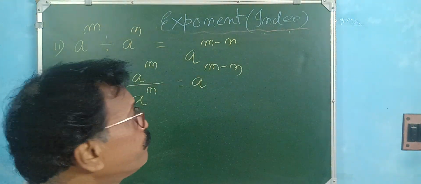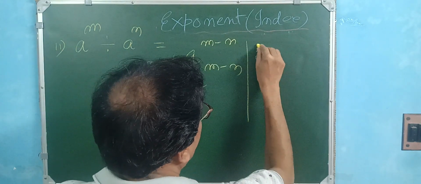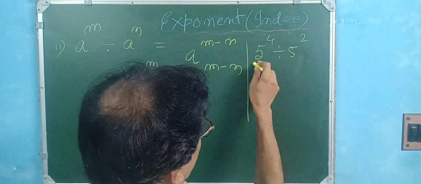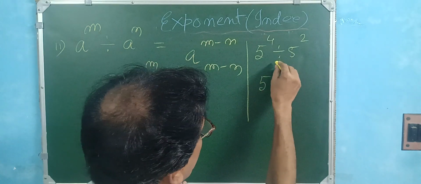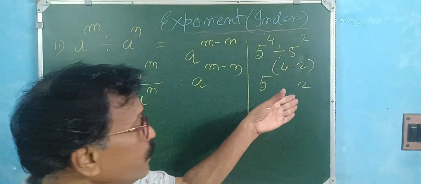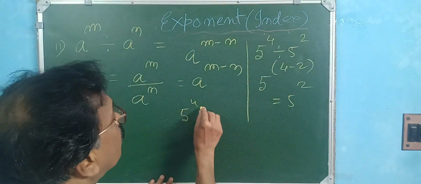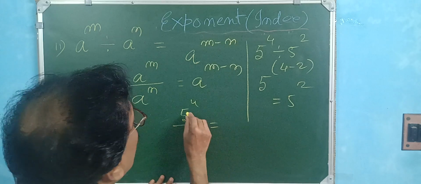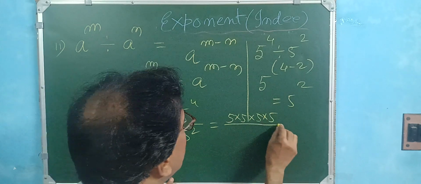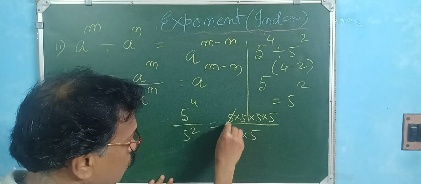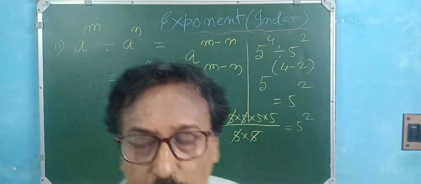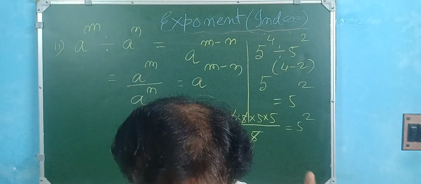Suppose 5 to the power 4 divided by 5 to the power 2. When the bases are the same in division, the power is subtracted, 4 minus 2, that is 5 square directly. In which way? 5 to the power 4 means 5 into 5, 4 times, divided by 5 square. Cut the common terms. What is left? 5 into 5, that is 5 square. Clear? Don't panic. Very easy, just understand properly.